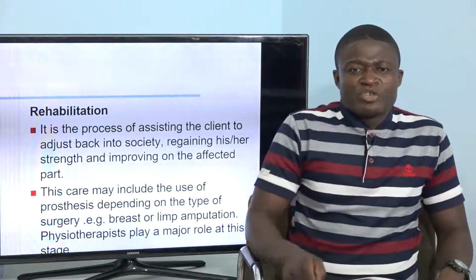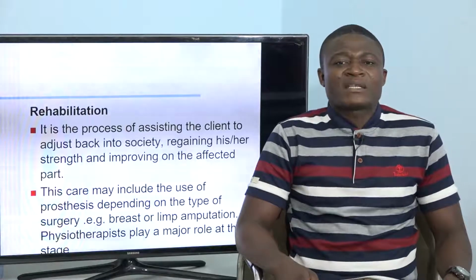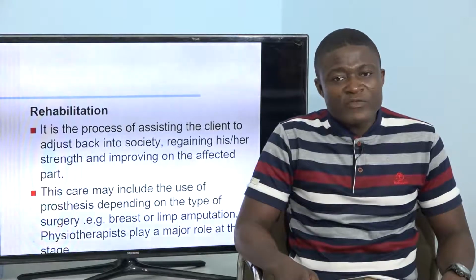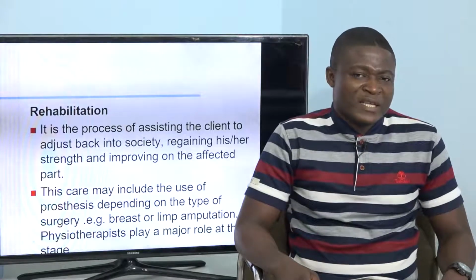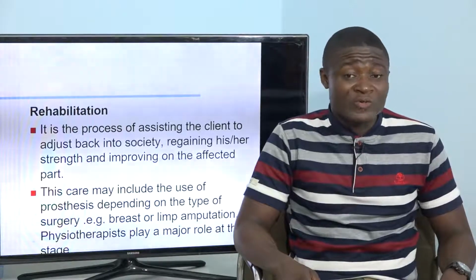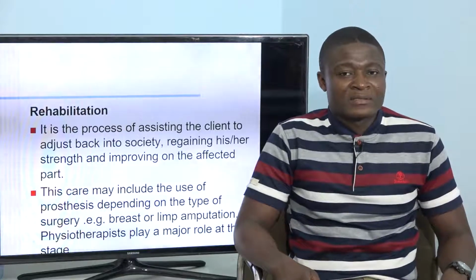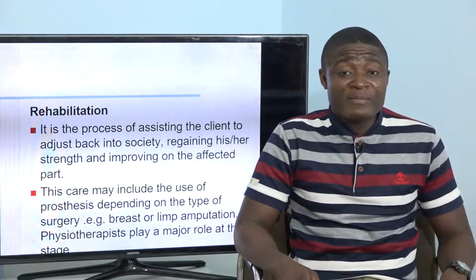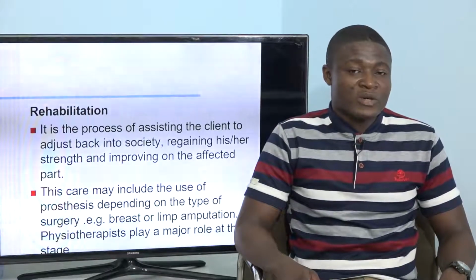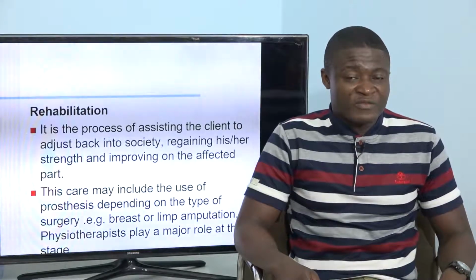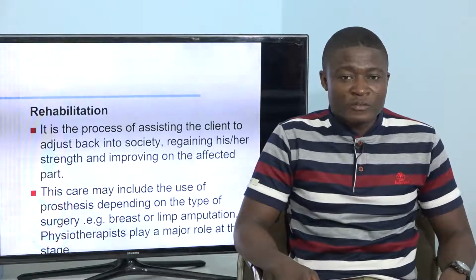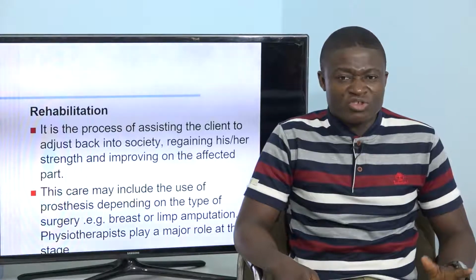Rehabilitation. Rehabilitation is the process of assisting the client to adjust back into society, regaining his or her strength and improving on the affected part. So let's give an example like a client who went in for an amputation of, say, the leg. This client comes back and then walking becomes a problem. You need to rehabilitate him. Maybe by teaching him how to use crutches so that he or she will be able to ambulate effectively. This is a form of rehabilitation. This care may include the use of prosthesis depending on the type of surgery.